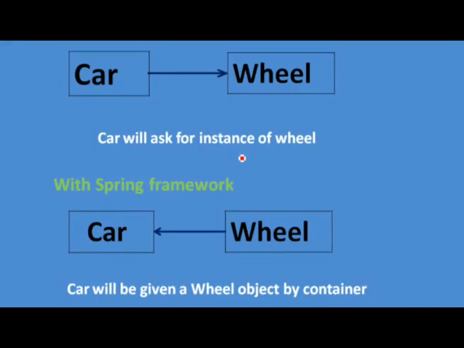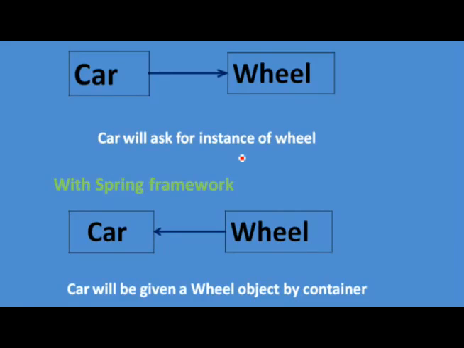So when you look at the scenario, earlier, before the Spring framework was introduced, it was the car requesting a wheel object for itself using the new operator. That means car is asking to obtain a wheel object, whereas with the Spring framework, with the configuration itself, Spring will understand that car needs a wheel object for its full functionality. So Spring will inject a new wheel object into it and then give this car object to the application.